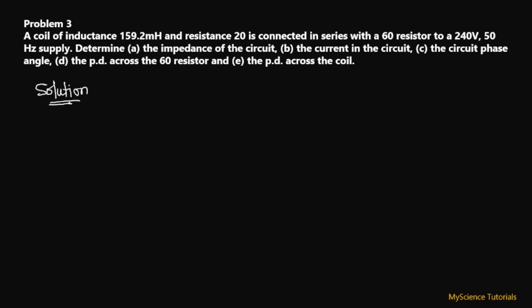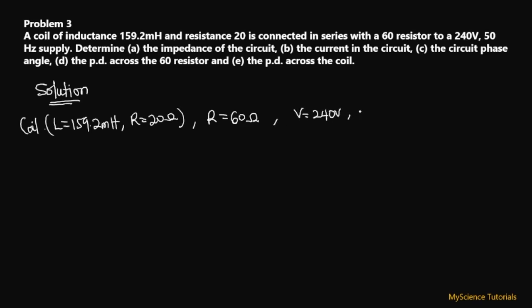Now, for us to understand this particular question, let's have a look at the parameters that we have. We've been told a coil has an inductance. So we have a coil that has an inductance L equal to 159.2 millihenry. And the same coil has some internal resistance of 20 ohms. And then the coil is connected to an external resistor, which has 60 ohms. And then we have a voltage of 240 volts, 50 hertz supply.